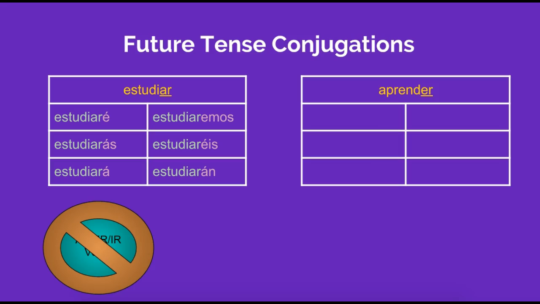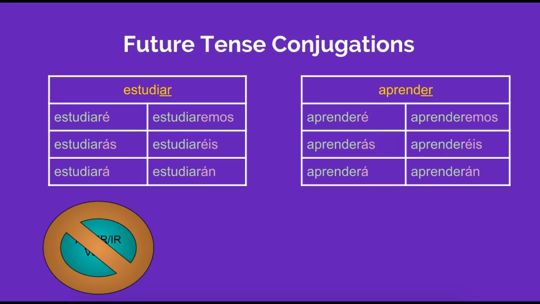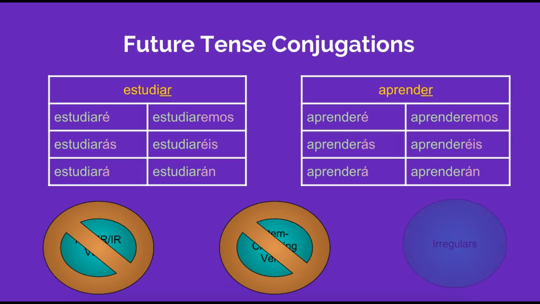As I mentioned earlier, it doesn't really matter if the verb is an AR, ER, or IR verb, since we're simply adding these endings to the end of the infinitive. So you can look at the example aprender, which is an ER verb, and you notice that we add the exact same endings to this infinitive as we added to the end of estudiar. Typically, when we are conjugating verbs, we have to consider whether or not they are stem-changing verbs. But the good news is, in the future tense, it doesn't matter, because even if it's a stem-changing verb, we're simply going off of the infinitive form of the verb. So it's irrelevant whether or not it's stem-changing.